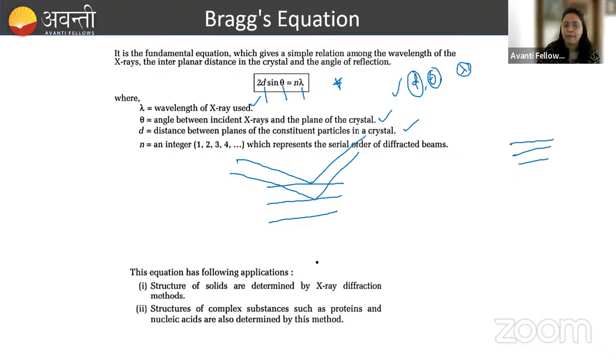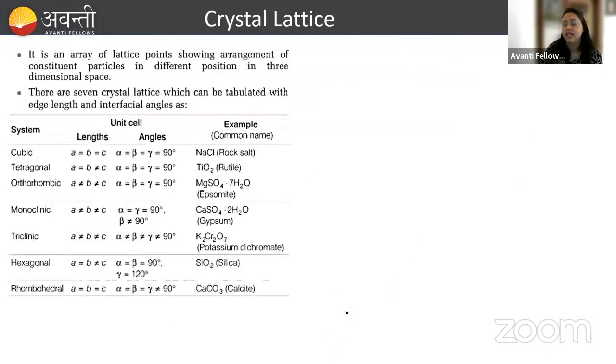This equation is applicable for determining the structure of given solids. We can determine the structure of a given solid by the X-ray diffraction method. The structure of certain complex substances like proteins and nucleic acids is also determined using this method. Very nice. Now, most of the time, we are given the lengths and the angles, and we have to determine which type of solid system is present.